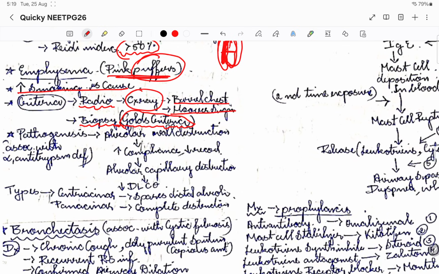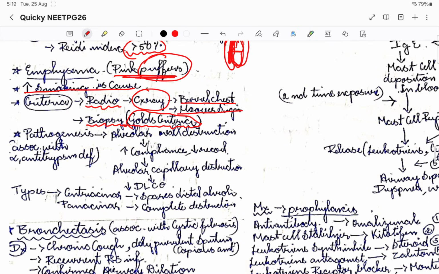Then coming to pathogenesis, basically there is alveolar wall destruction because of increased smoking. Also there is a loss of alpha-1 antitrypsin, so alpha-1 antitrypsin deficiency is there. I told you in the beginning itself, this protects the entire lung, but if there is a deficiency, there might be alveolar wall damage, which leads to increased compliance and reduced recoil. This will lead to alveolar capillary destruction and diffusion through the lungs will be lost. DLCO will be reduced.